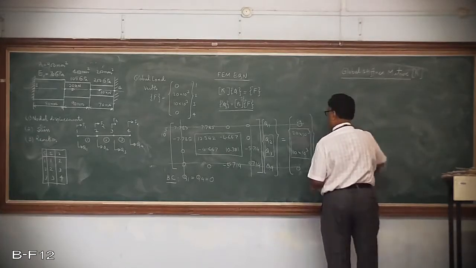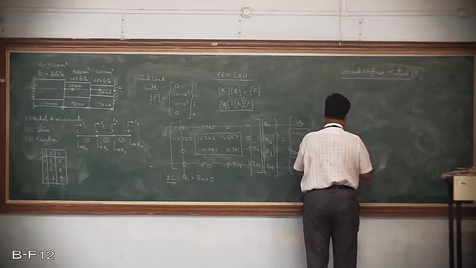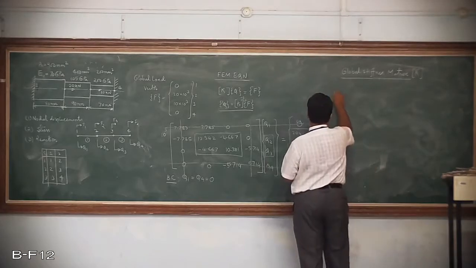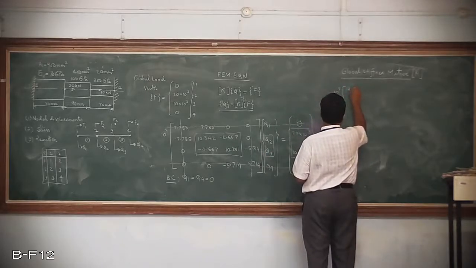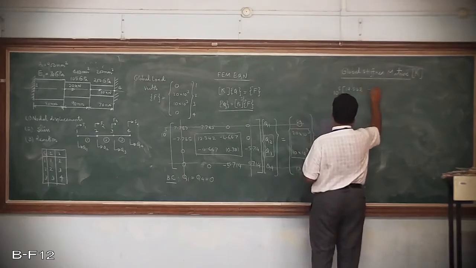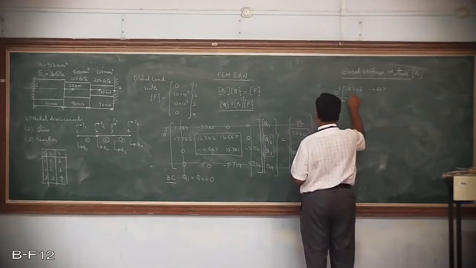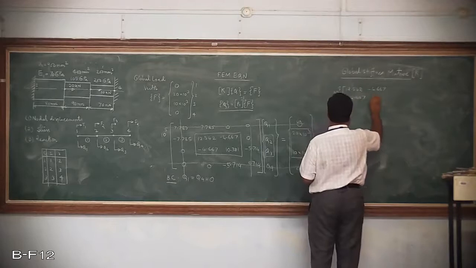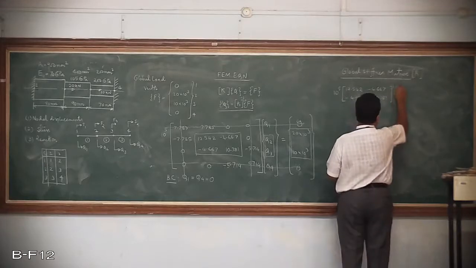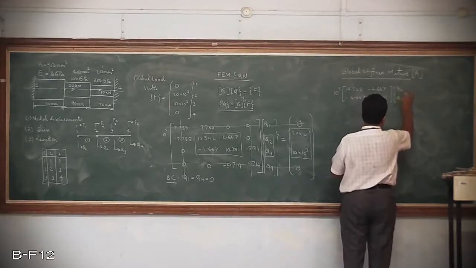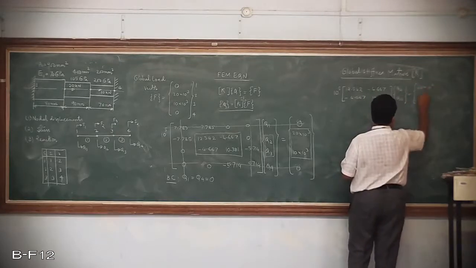We will take up this one. See, for example, the leftover matrix is now 10 raised to 5 into bracket 12.542, minus 4.667, minus 4.667, 10.381, and the 2 degrees of freedom which are left are Q2 and Q3, and the global load vector on the force vector is 10 raised to 3.